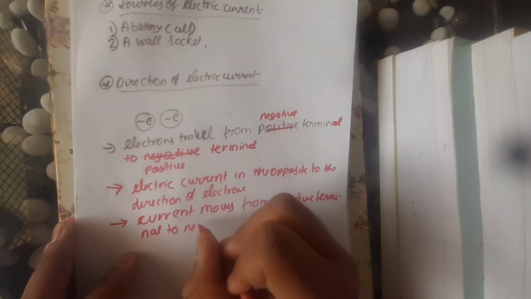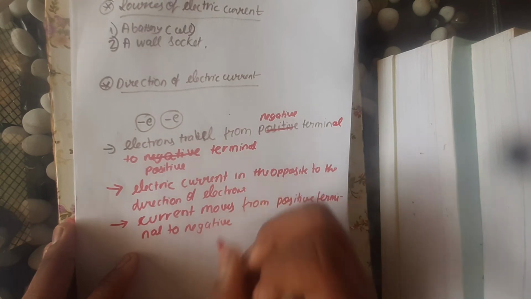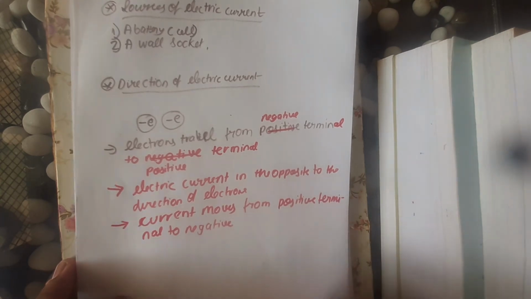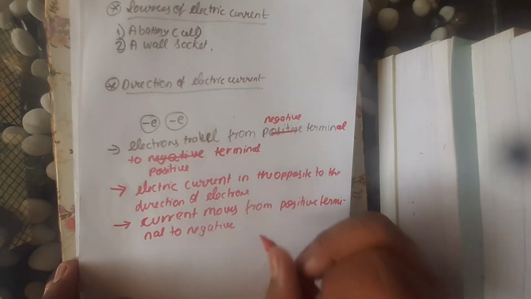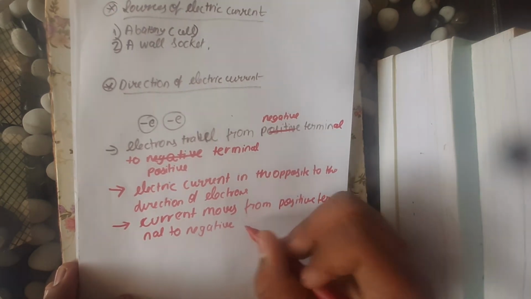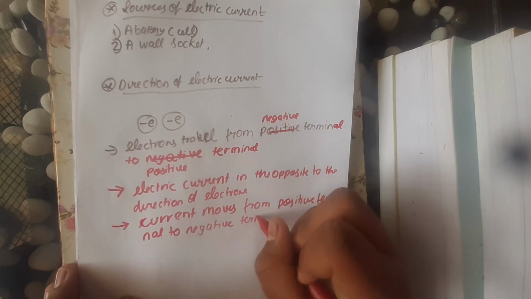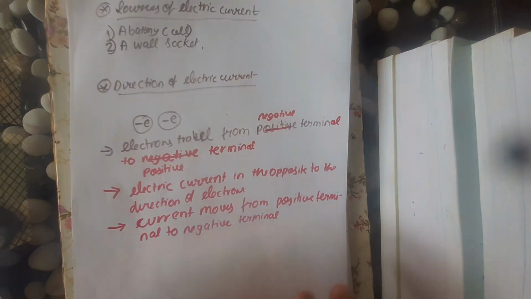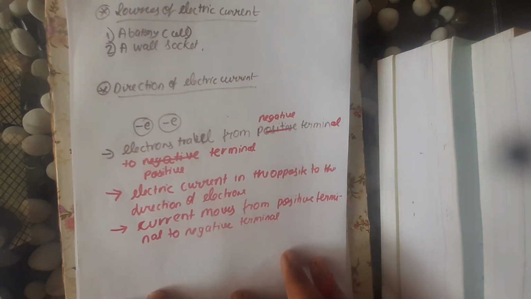This is very important, as they can ask you in MCQs which of the following is the direction of current. It can be positive to negative, or negative to positive. And if you haven't remembered it well, you may end up forgetting these facts, select the wrong option, and lose marks. So you shouldn't do that.